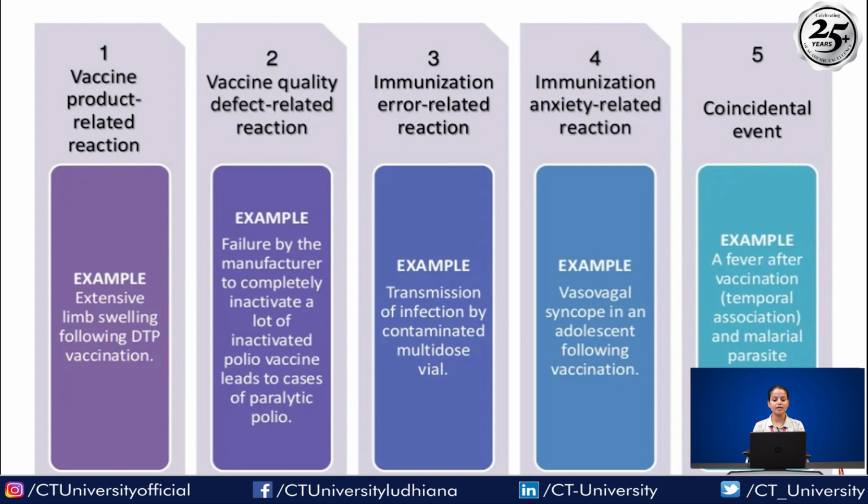Fourth one is immunization anxiety related reaction. In this the example is vasovagal syncope in an adolescent following vaccination. The last one is coincidental event, which comes by coincidence. The common example is a fever after vaccination, and you can relate it with Covishield. During COVID time, we had taken vaccines of different brands. If I talk about myself, I had taken Covishield, and at that time fever occurred by coincidence. Fever, sore throat, body aches were all coincidental events, and many people have faced them. So you can say that event was a coincidental event.